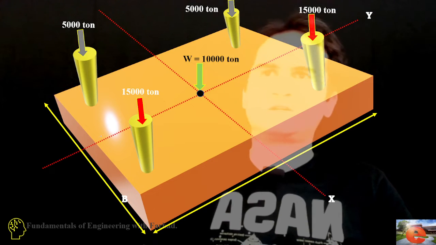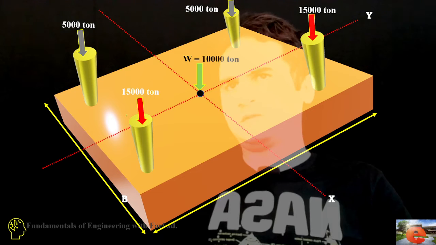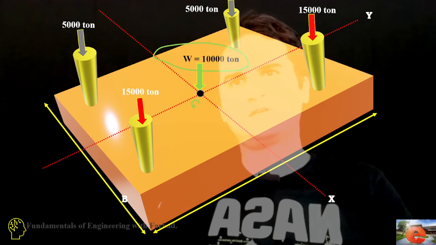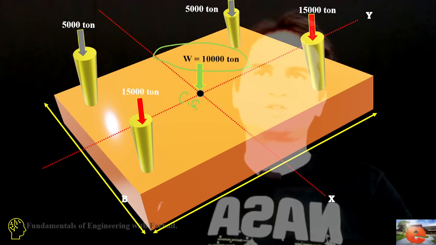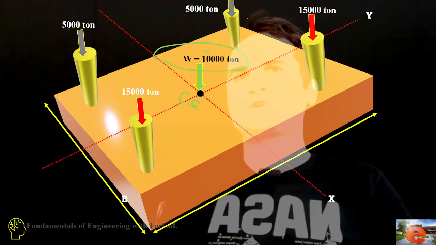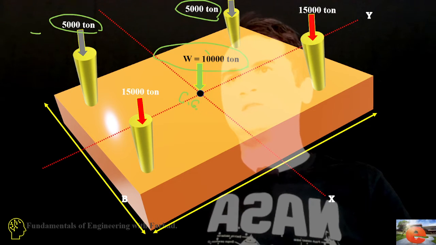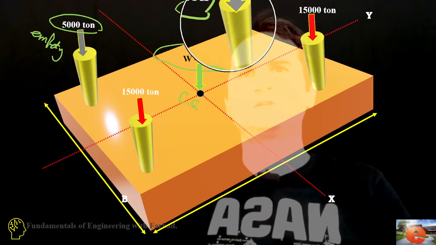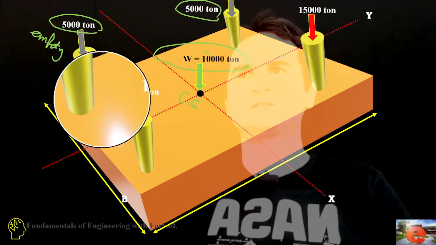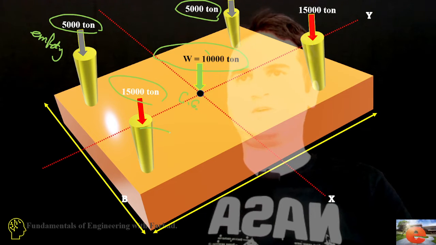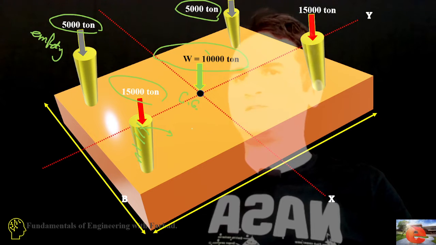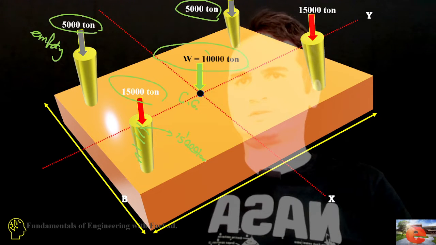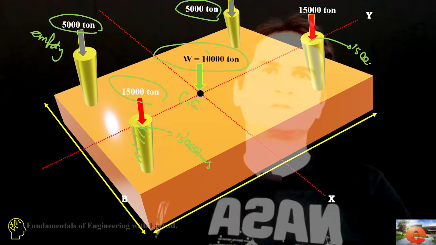If we consider the weight of a structure, we simulate that by a concentrated load applied at the center of gravity or centroid of our structure, 10,000 tons. The top silos here are the empty ones, so we only have to consider the weight of the structure itself, just 5,000 each. The other side goes with the silos filled with some materials, and that's 15,000 each, and likewise this is also 15,000.